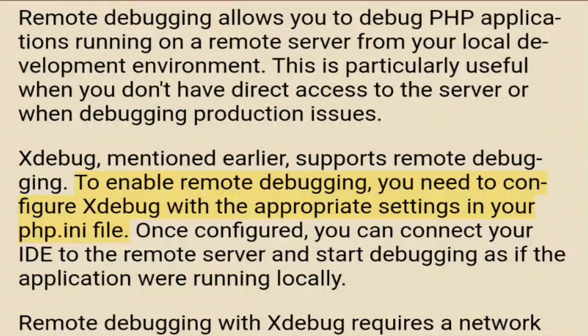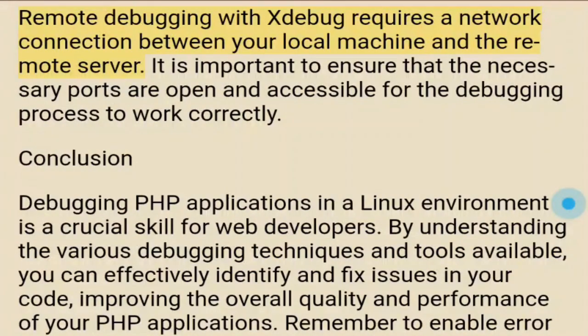To enable remote debugging, you need to configure Xdebug with the appropriate settings in your php.ini file. Once configured, you can connect your IDE to the remote server and start debugging as if the application were running locally. Remote debugging with Xdebug requires a network connection between your local machine and the remote server. It is important to ensure that the necessary ports are open and accessible for the debugging process to work correctly.